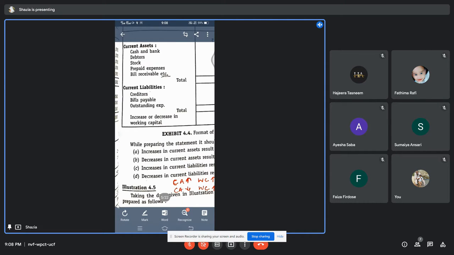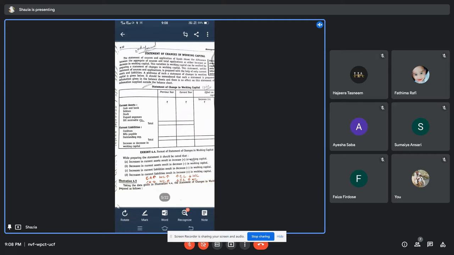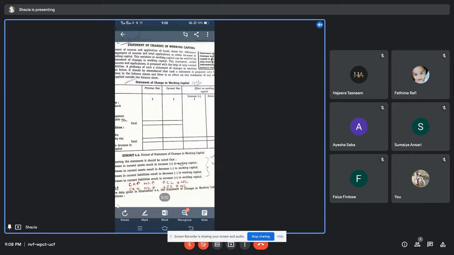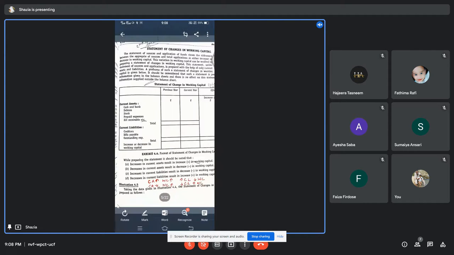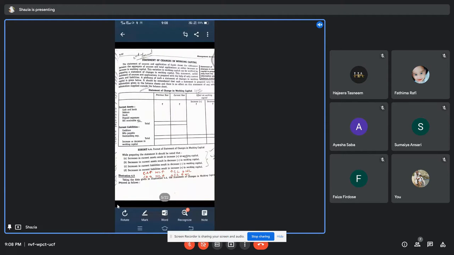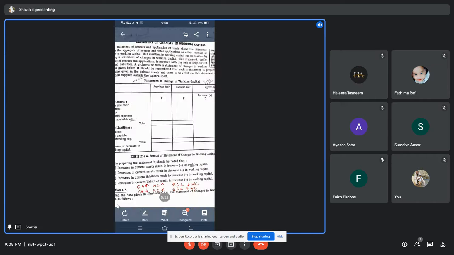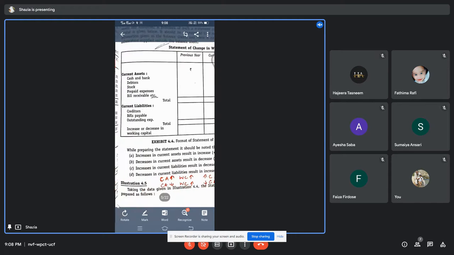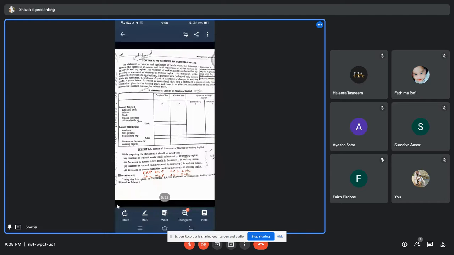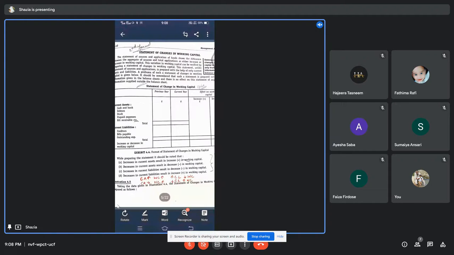Then all these formats should be learned by heart, and this is the main reason why we are preparing the statement of changes in the working capital. This is very, very important. What format it is here, you have to learn by heart. While preparing the statement, it should be noted that an increase in the current assets results in an increase in the working capital.